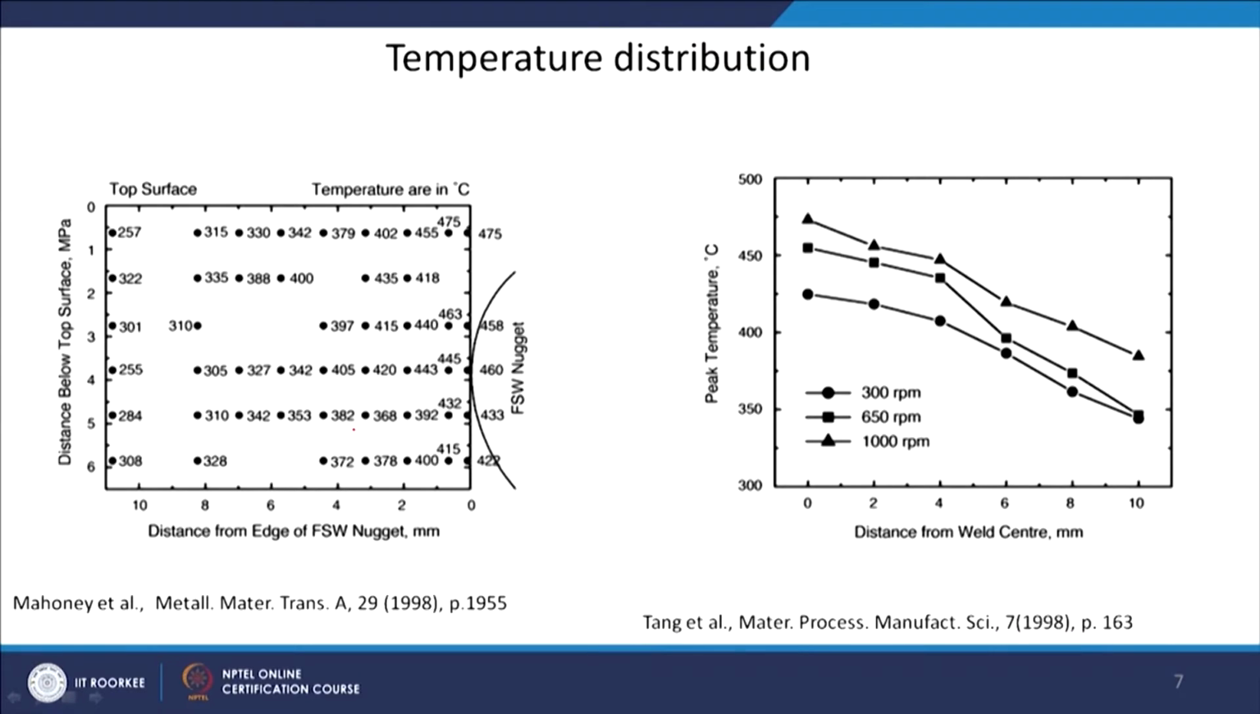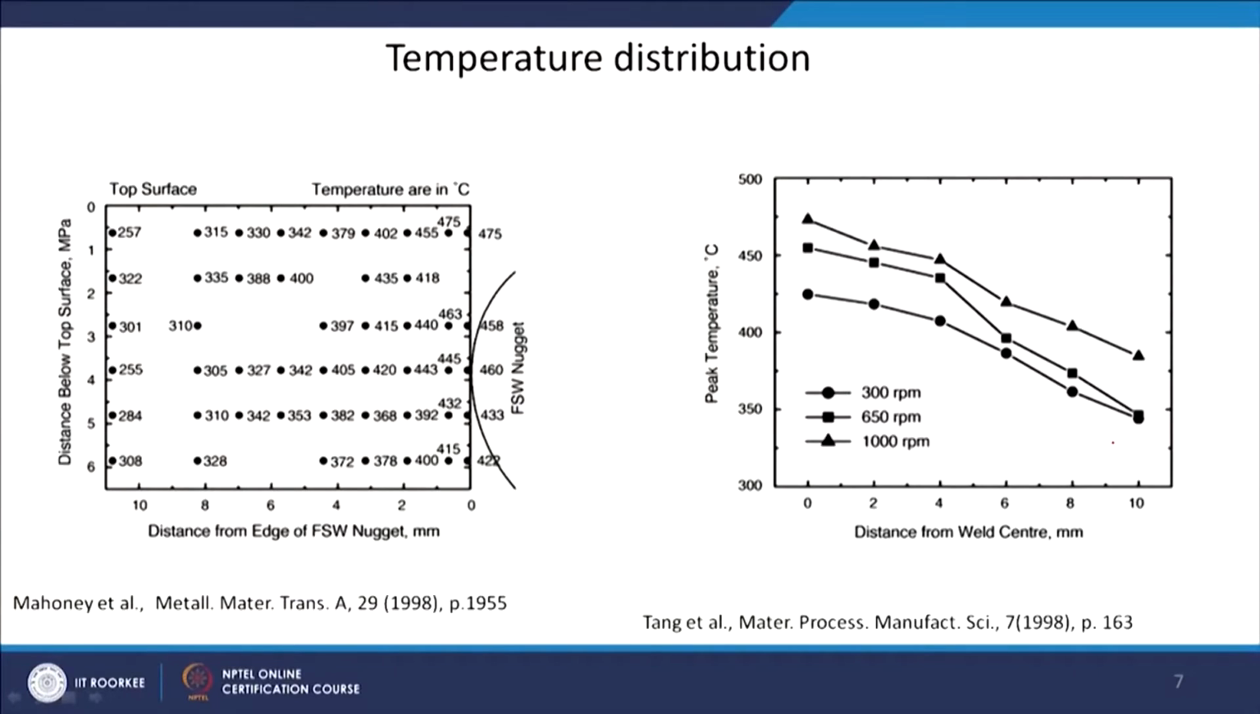And as you go away from the nugget zone, as well as if you come down from the top surface, the temperature is continuously changing. So, here the important thing is to understand that the temperature is going to be continuously changing as a function of distance from the top surface. So, how much distance you are away from the shoulder in the downward direction, as well as how much distance you are away from the stir zone. Both of these are going to affect your temperature profile.